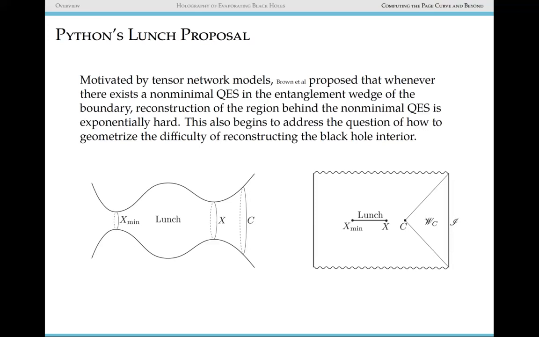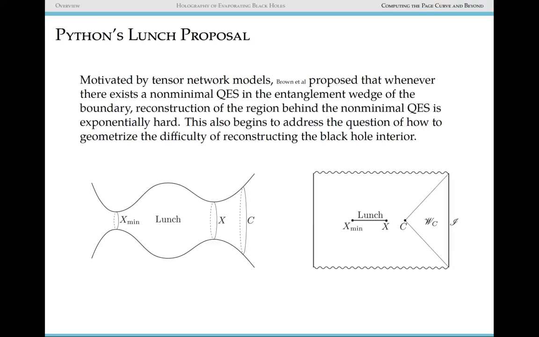So this is getting a little bit more into quantum information theory than I wanted to, but the basic idea is that for tensor networks, we understand very well that the algorithm that allows you to have this constriction, which is this non-minimal quantum extremal surface here, requires an exponentially hard algorithm. And given the relation between tensor networks and spatial slices of AdS/CFT, we expect that the same phenomenon works there. This is a proposal.